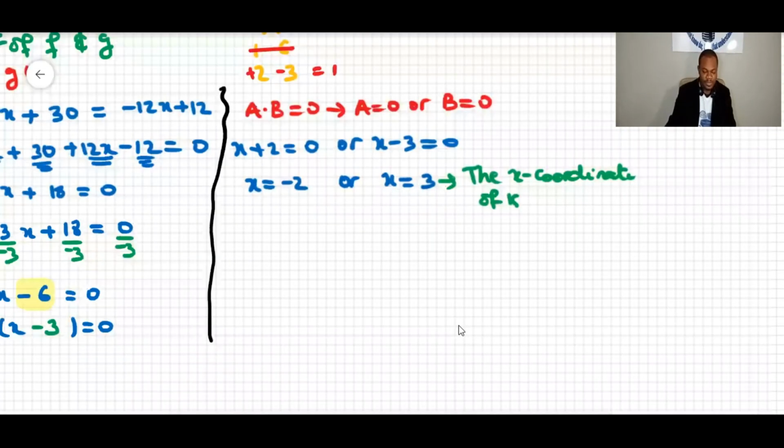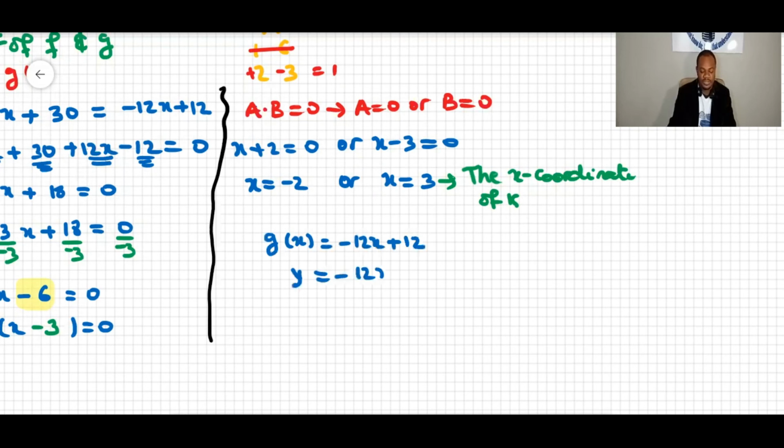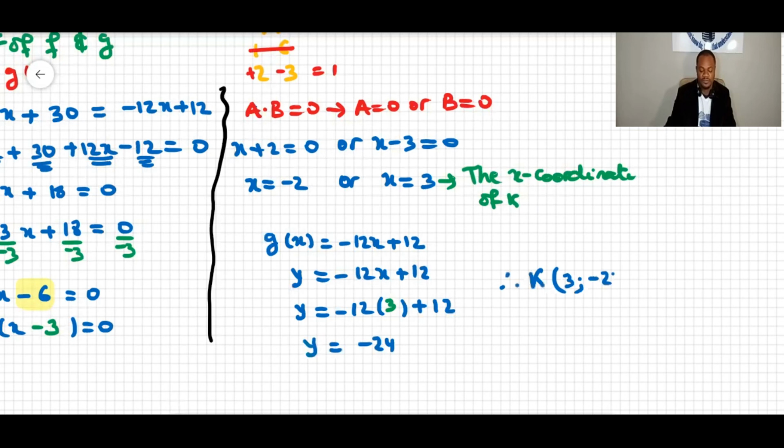So g of x is given by -12x plus 12, which is y equal to -12x plus 12. So here I am going to substitute the value of x, which is 3. So y will be, if we do this in the calculator, we're going to get -24. So then we can say, therefore, k is (3, -24).